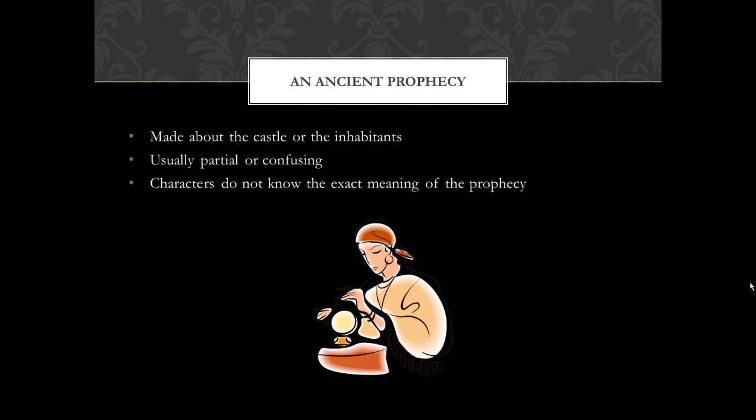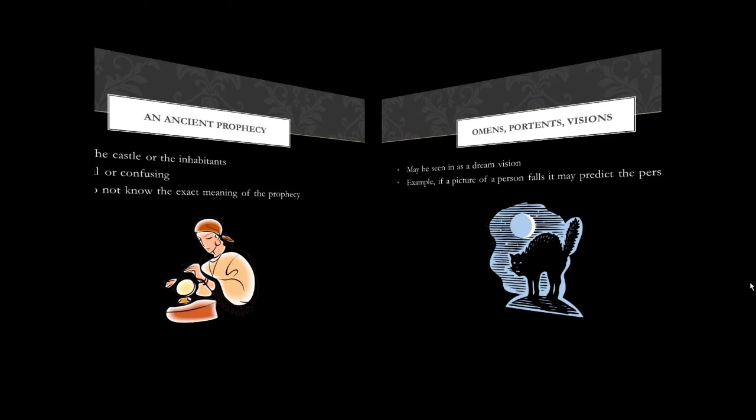An ancient prophecy is generally given to one of the characters about the castle, mansion, or the inhabitants of the house. It's usually partial and confusing, and the characters don't know the exact meaning or how the prophecy will play out.